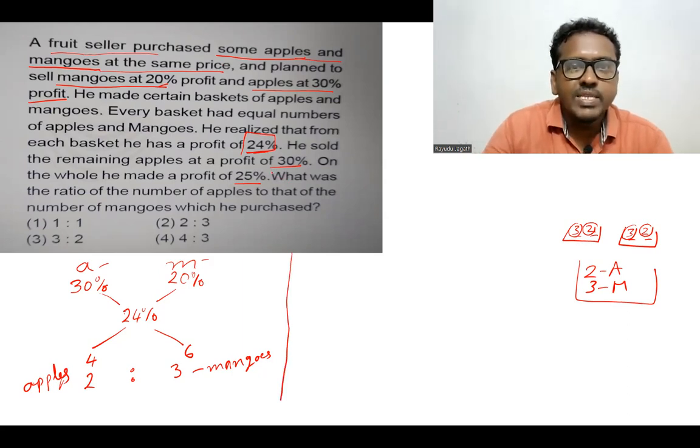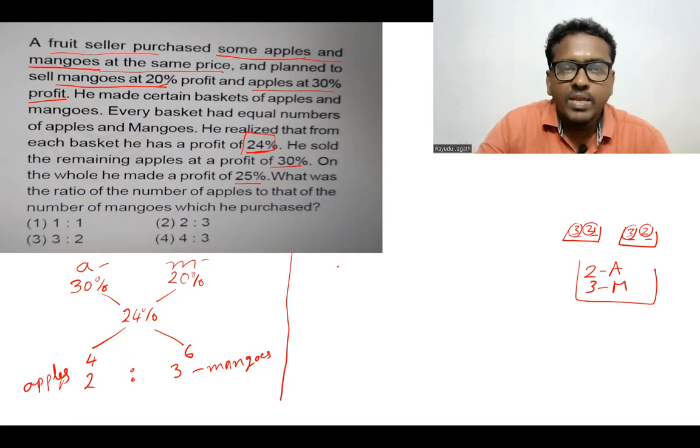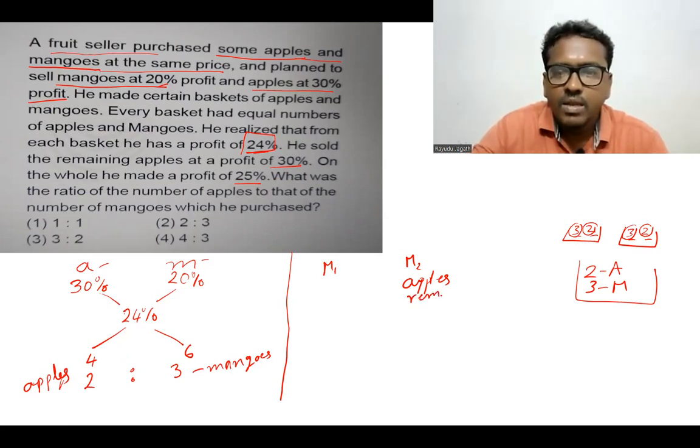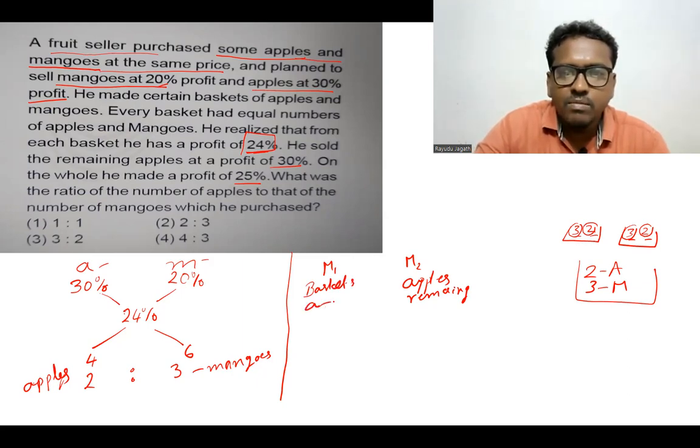He sold the remaining apples at a profit of 30%. We don't know how many apples are left, but we know 2 apples and 3 mangoes are in a basket. So again, applying the alligation rule: this is mixture 1 and this is mixture 2. In mixture 2, only the remaining apples are present. Mixture 1 is the baskets, which contain apples plus mangoes.